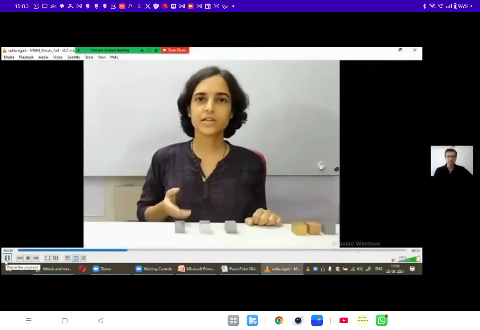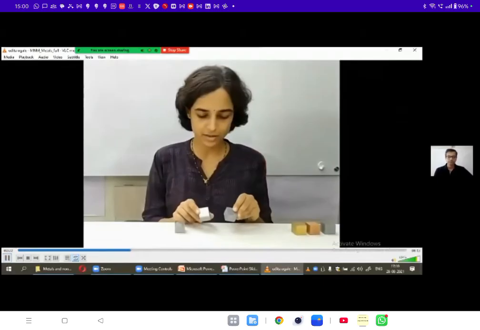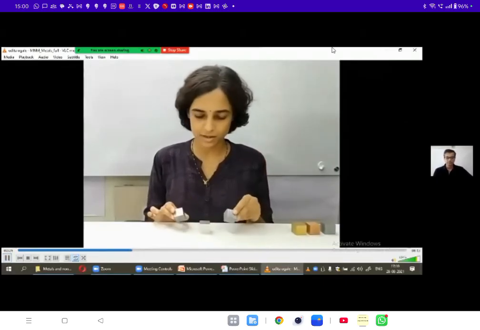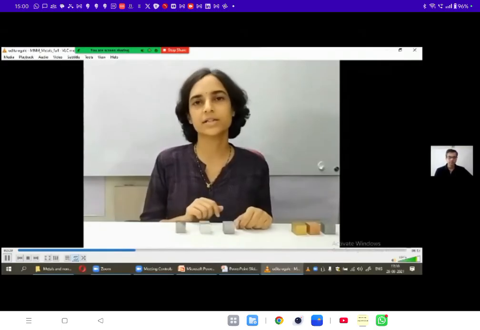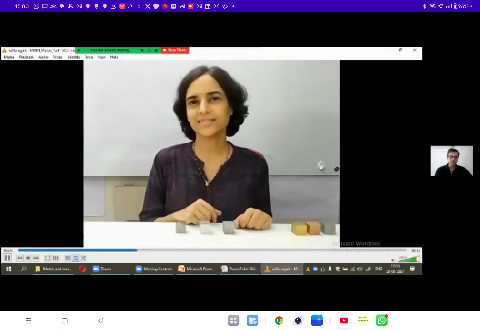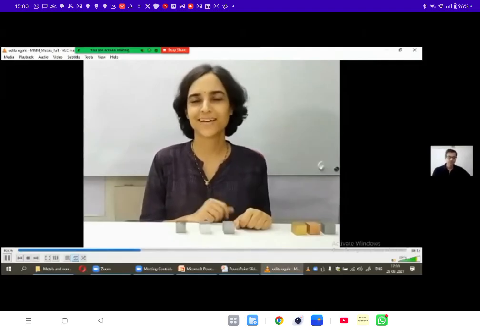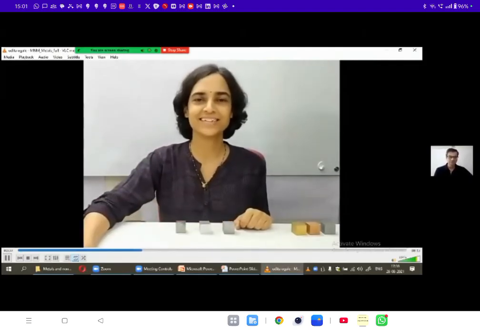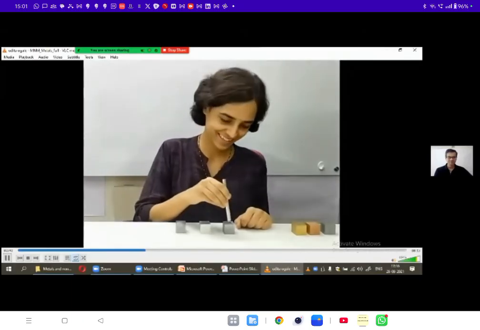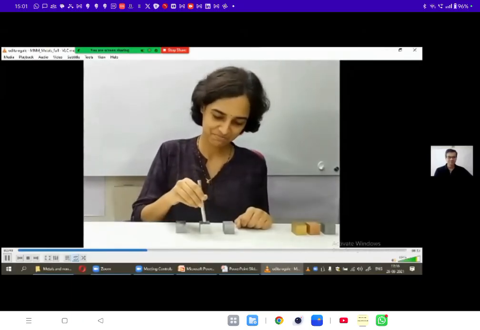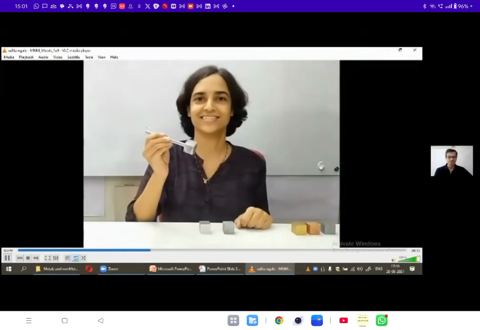Now here I have 3 more cubes. You can see that they are looking more or less similar. They have the same silvery color. One of them is iron, one is aluminium, and one is lead. Now can you think, I want to find out which one is made of iron. What should I do? I think you must have been able to guess. We will use a magnet. Let us see. So this one is made of iron.